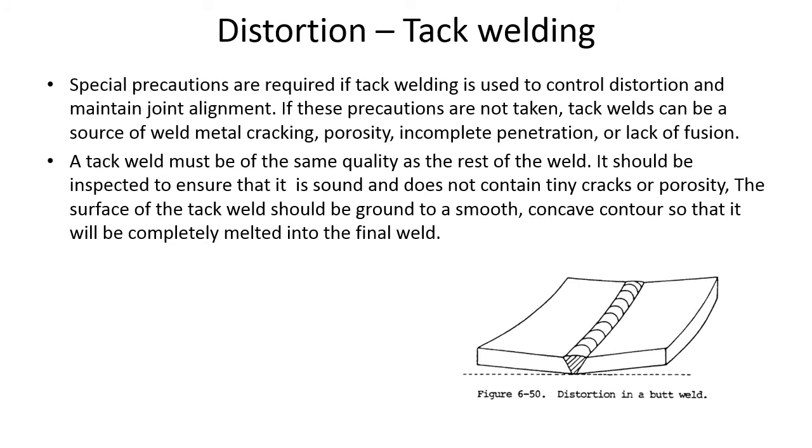Special precautions are required if tack welding is used to control distortion and maintain joint alignment. If these precautions are not taken, tack welds can be a source of weld metal cracking, porosity, incomplete penetration, or lack of fusion. A tack weld must be the same quality as the rest of the weld. It should be inspected to ensure that it is sound and does not contain tiny cracks or porosity. The surface of the tack weld should be ground to a smooth, concave contour so that it will be completely melted into the final weld.